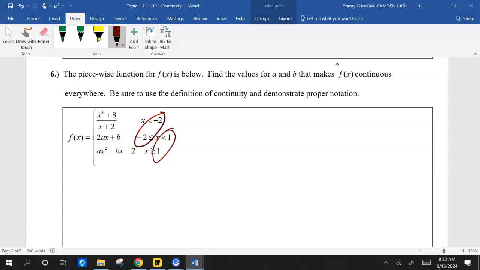So, same thing. If I plug in -2, -2 to the third plus 8 over -2 plus... oh, I can't do that. I gotta clean it up first. You see where my problem was here? Oh, because it's going to cancel out. That's right.